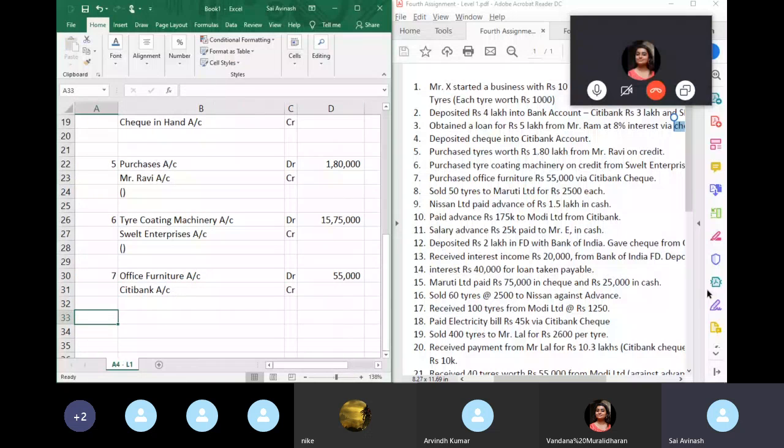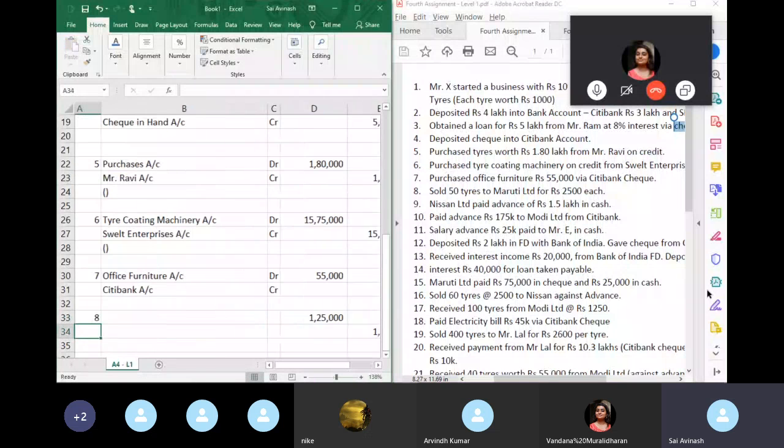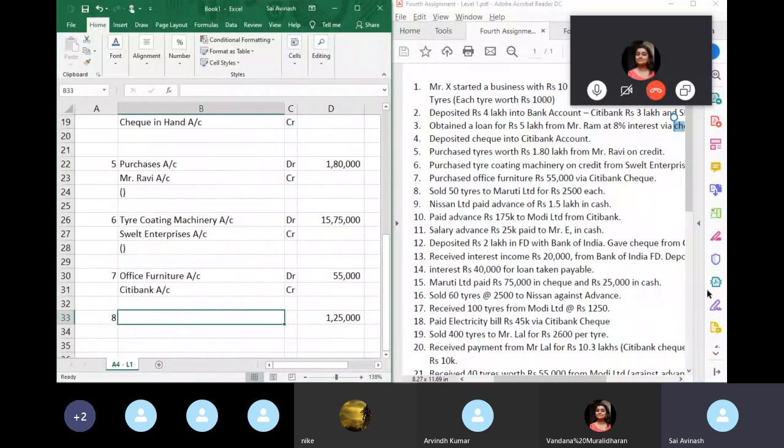Yeah. Right. Transaction 8: sold 50 tires to Maruti Limited for rupees 2,500 each. So first, to figure out the value, 50 tires into 2,500, right? So I've made a sale worth 1,25,000. So I'm selling to Maruti Limited.